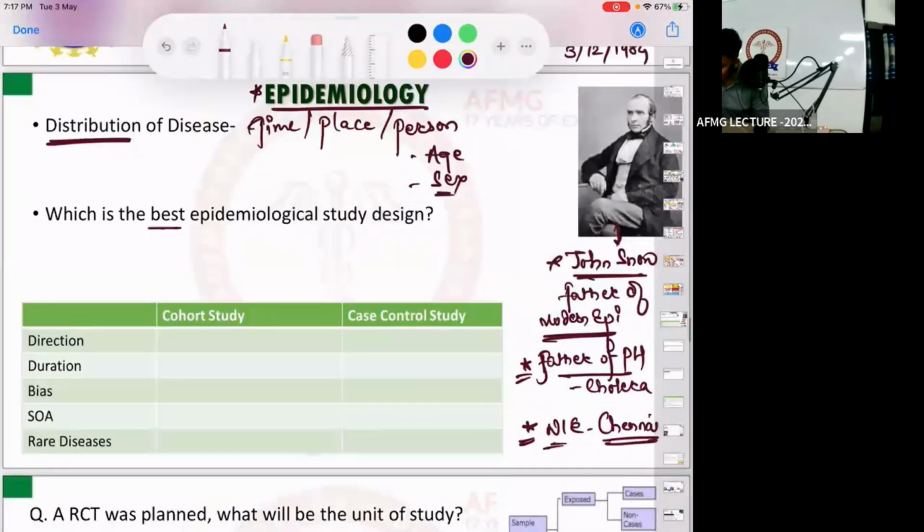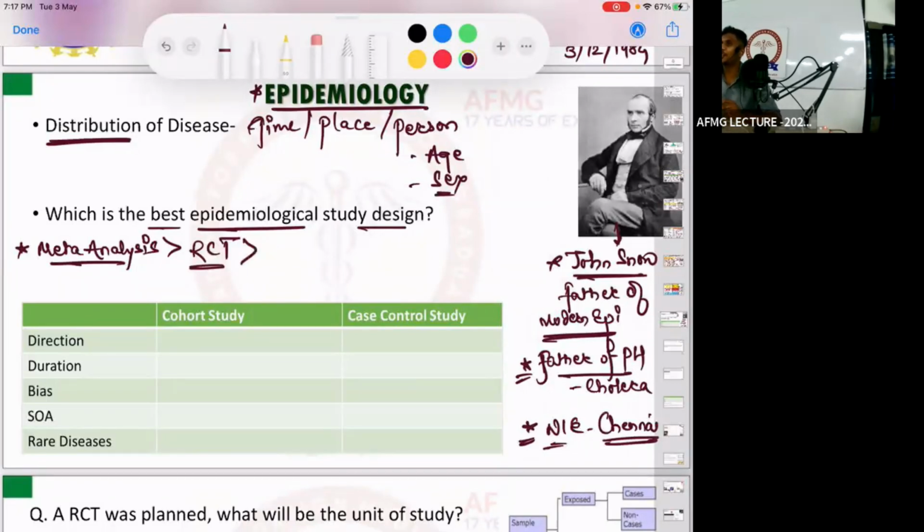Which is the best epidemiological study design? Shabash. It is meta-analysis. Followed by randomized control trial. Followed by which cohort? Retrospective or prospective first? Retrospective cohort. Followed by prospective cohort.